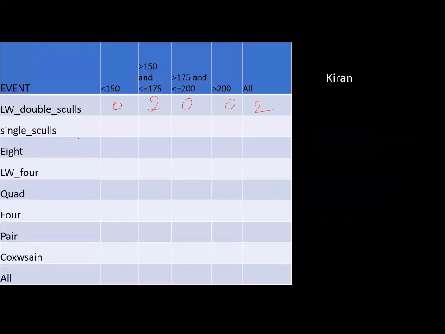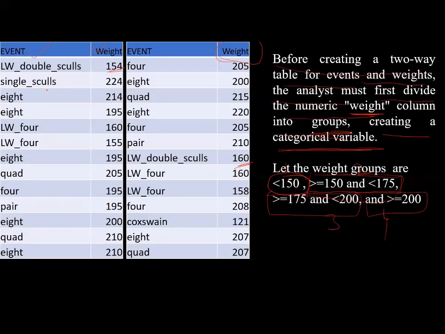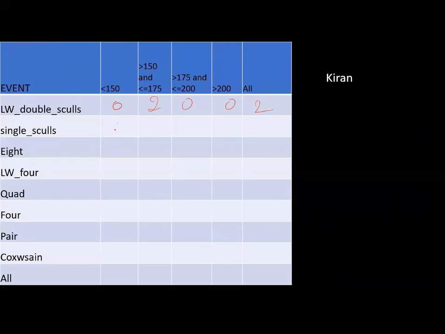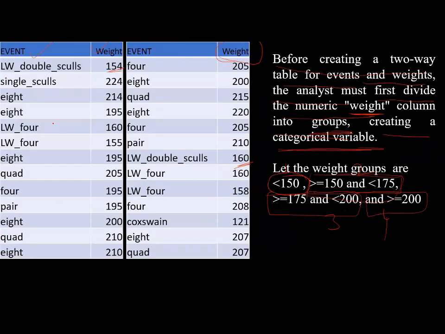Now let us see single sculls. How many single sculls are there? This is one single scull. There are no other things. So this comes under the fourth category. So we can write this 0, this 0, this 0, this 1. So total is 1.